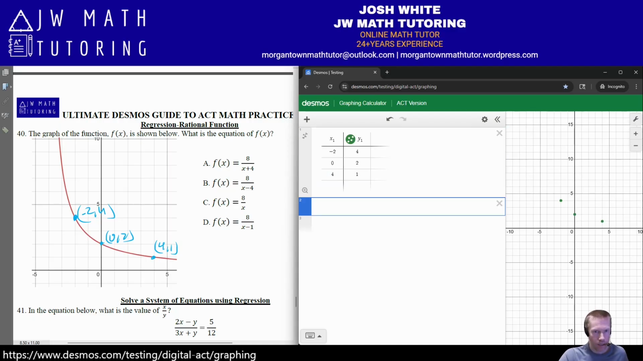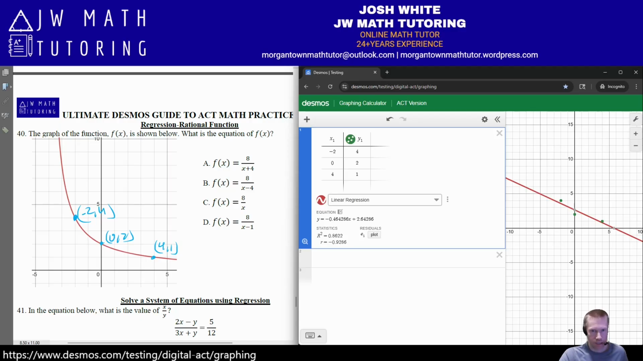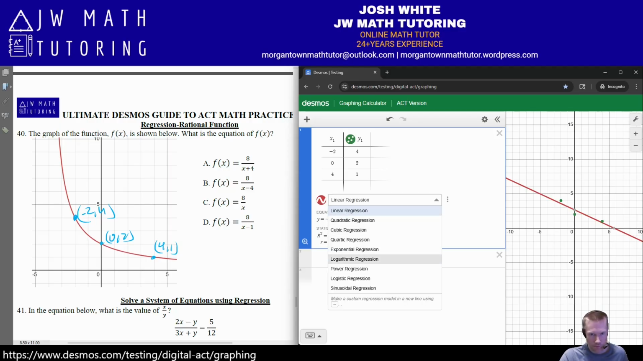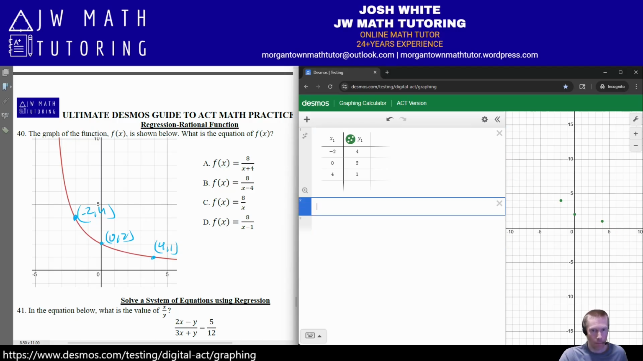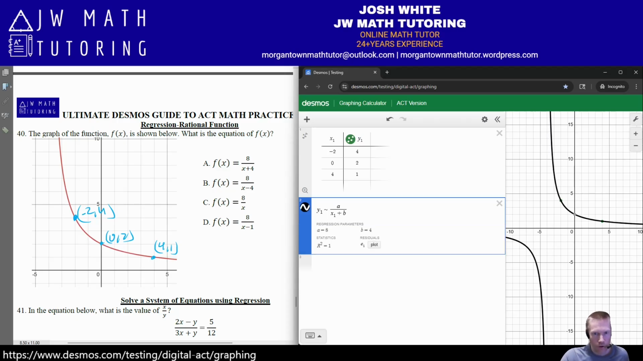Okay, and now my general form looks like it's going to be, again, just to show you, if you click this, notice it doesn't even have a rational function regression as an option here. So again, this is one you would have to type manually. Y1 tilde. On the top, I'll just put a, and then on the bottom, I've got x1 plus, whatever, b. Okay, so I've got a as 8 and b as 4.